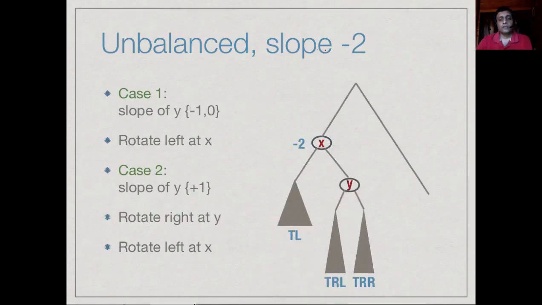Now it will turn out that if we have the other extreme, where the slope at x is minus 2, then we'll have a symmetric picture. So we will expose the right child, call it y. Then the basic operation is that if y has slope minus 1 or 0, it's symmetric, remember, then we will do a single left rotation at x. Otherwise, we will first do a right rotation at y in case the slope at y is plus 1, and then we will do a left rotation at x. So we will not look at the minus 2 case in detail, but it's easy to see that it is symmetric to the plus 2 case.